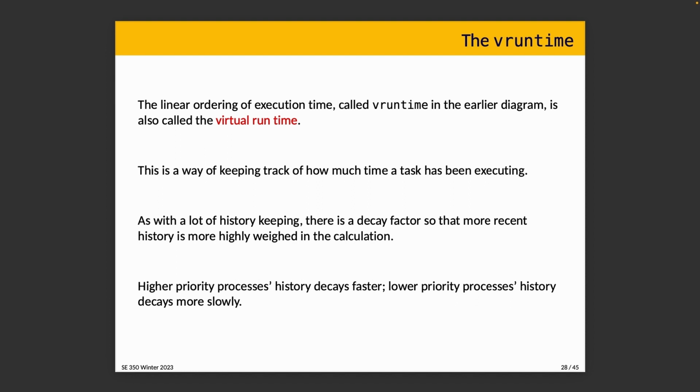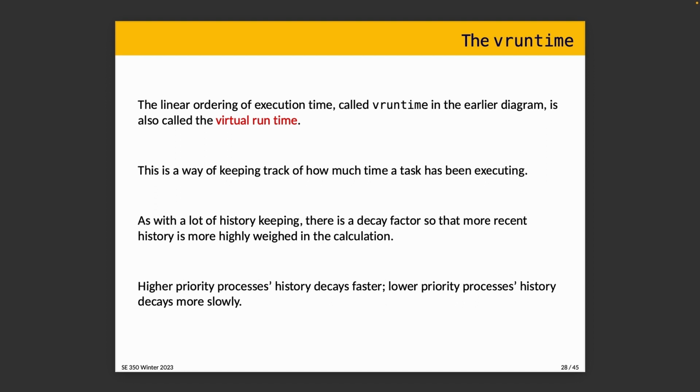As with a lot of history keeping, there's a decay factor, so that more recent history is heavily weighted in the calculation, and less recent history is not forgotten, but it has less of an impact on our actual calculation. And for tasks that are at a normal priority level, so nice value of 0, the virtual runtime equals the physical runtime.